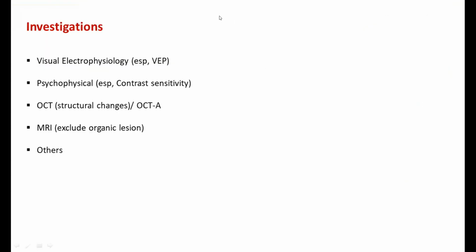So investigations in amblyopia could be electrophysiological studies. There are also psychophysical studies like contrast sensitivity, for example, and color vision. Sometimes others order OCT or OCT angiography. There are some reports about structural changes in the retina in amblyopic eyes, also to exclude other hidden pathology. MRI, again, to exclude organic lesions. So if you are suspecting something else, you may order the pertinent investigation.